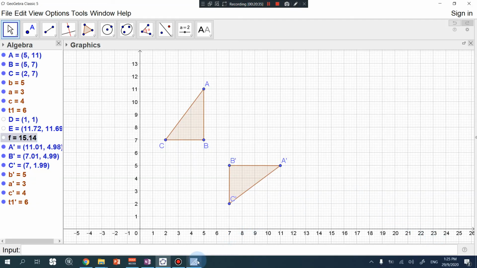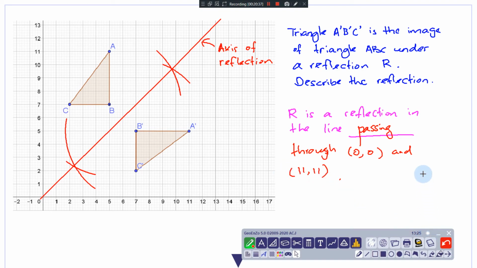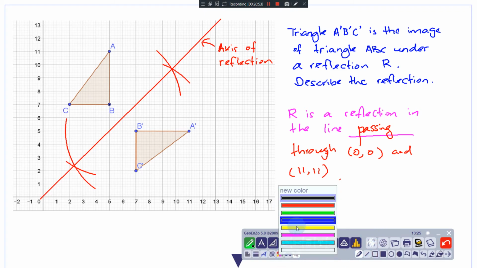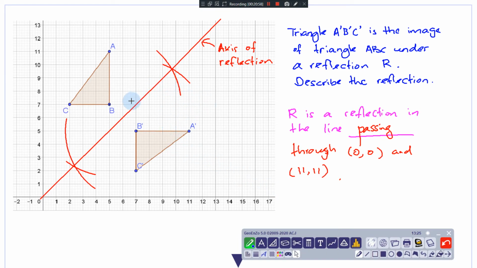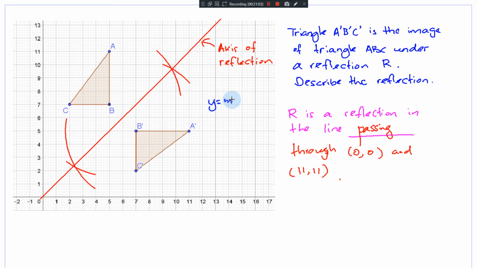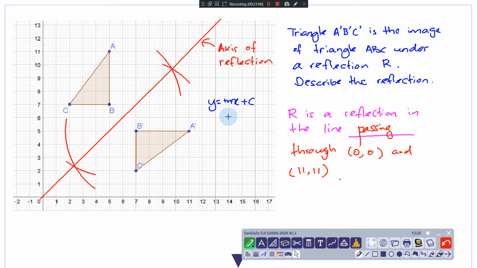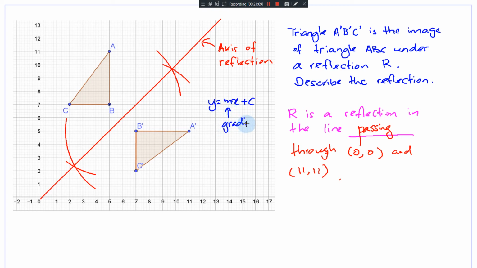Now let's try. How do we find the equation of this straight line? Remember, if you want to find the equation of a straight line, you need 2 things: gradient and 1 point, and the point must lie on the straight line. So how do we get the equation? Let me show you here. We know that the equation of this straight line will be in this form: y equal to mx plus c, and m is the gradient, and c is the y-intercept.